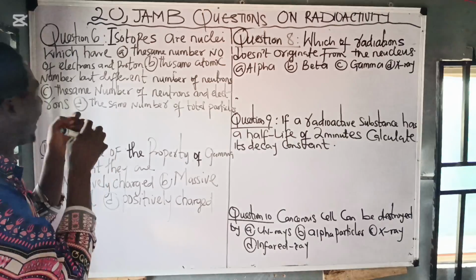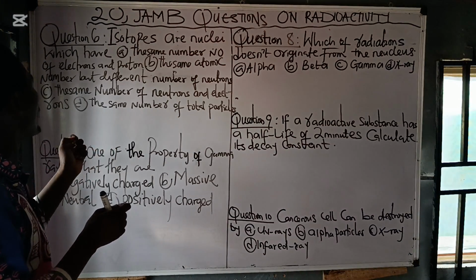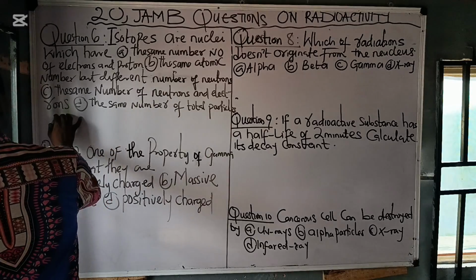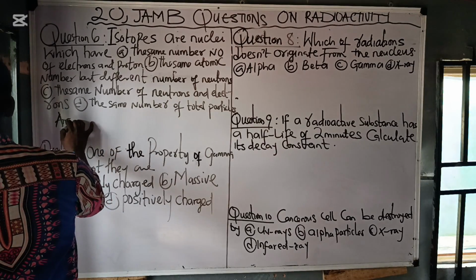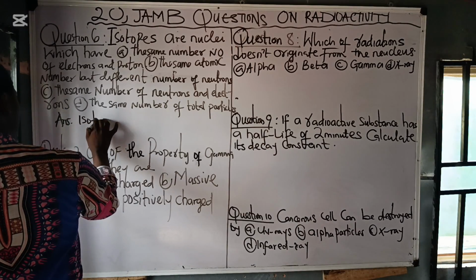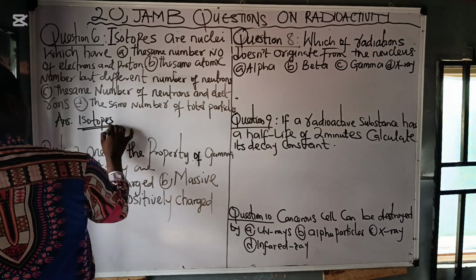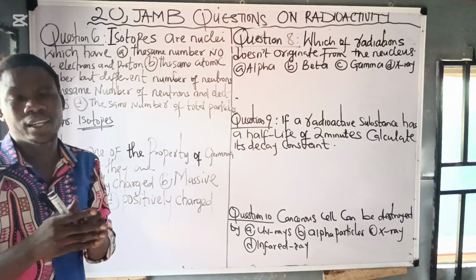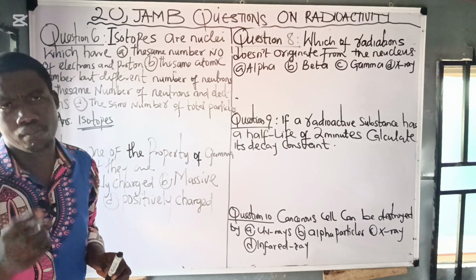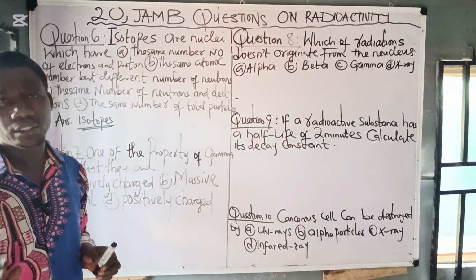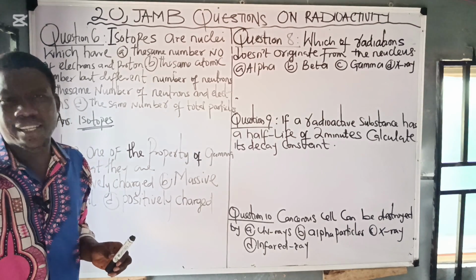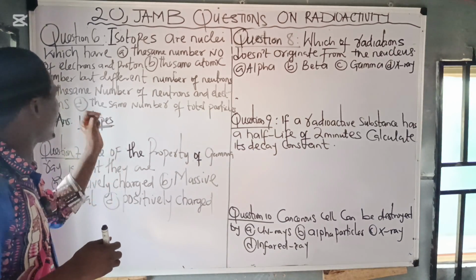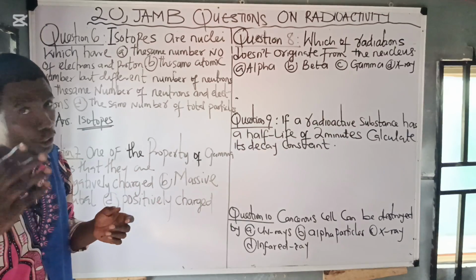Question number 6. Isotopes and nuclei have what? First of all, what is the meaning of the word isotopes? Understand that isotopes are atoms of the same element that have the same atomic number but different mass number, due to the difference in the numbers of neutrons. Please note that. Isotopes have atoms with the same atomic number but different mass number.